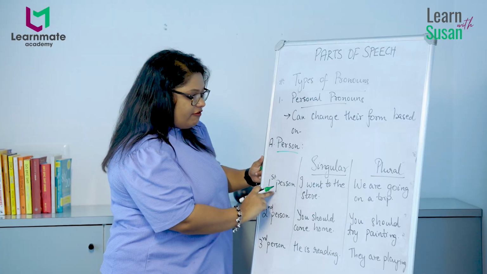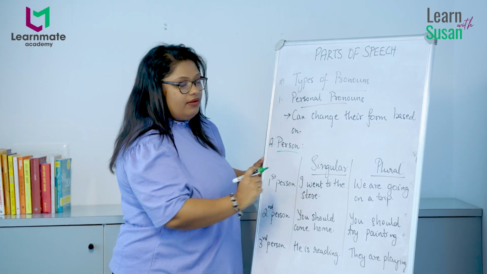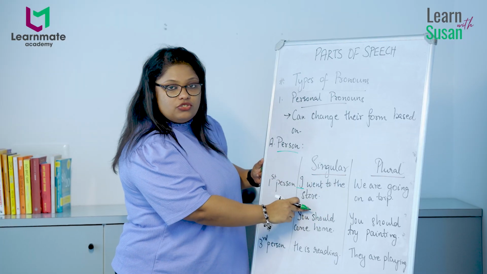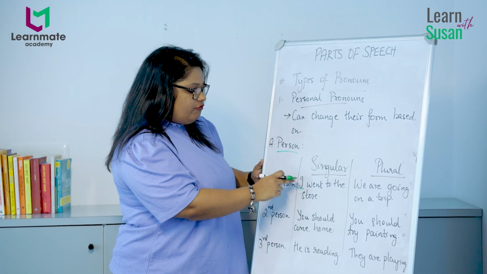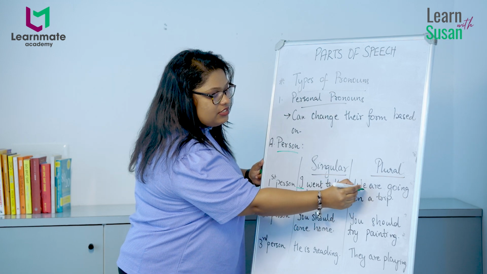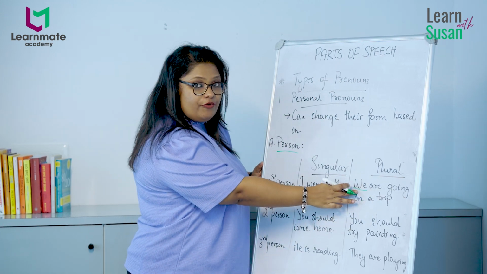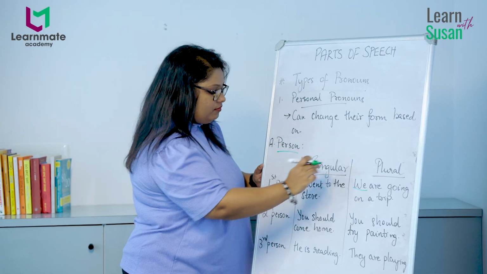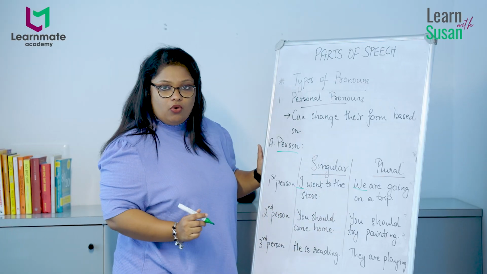Now here, when it's first person singular, the sentence comes like this: I went to the store. So I use the personal pronoun I for first person singular. Going on to the next, we are going on a trip. So we is a pronoun that is first person plural. Now going on to the second one, you should come home.